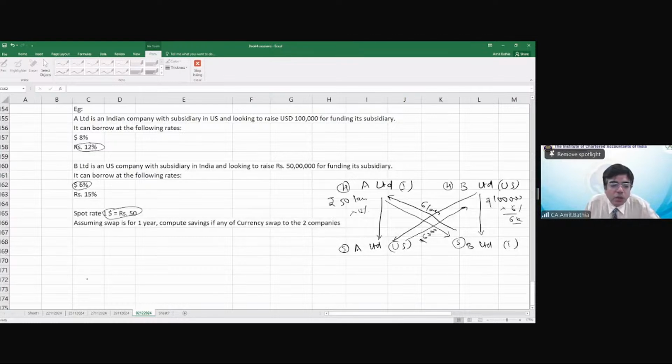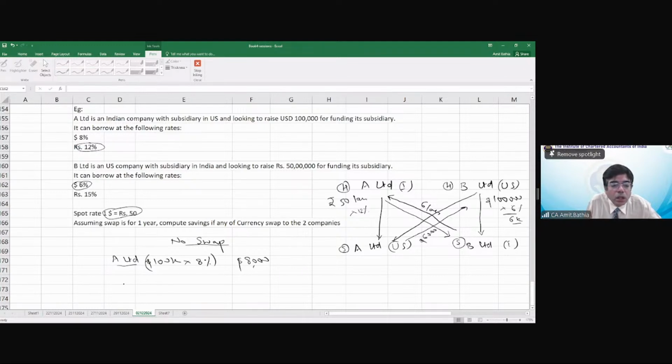Now the question that arises is, sir, we did this process, but what is the saving for A Limited? In order to understand the savings, let us first see the situation if there is no swap. If no swap, A Limited would need funds in US, because it has to provide USD. So they would borrow $100,000, and they have to pay 8% interest. So their outflow, if there is no swap, is $8,000.